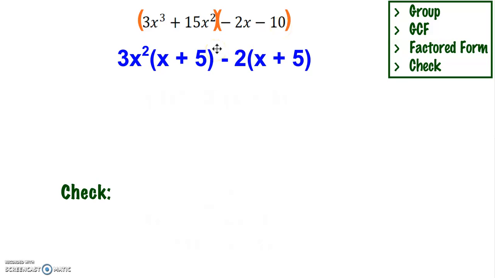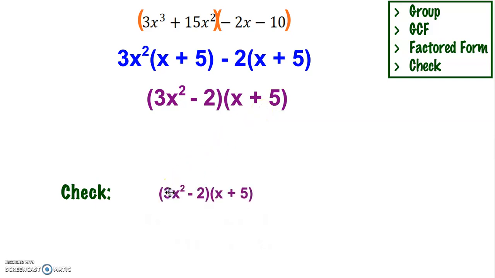the parentheses to look the same. So in order for our parentheses to be an x plus 5, I'm going to need to pull out the negative 2. So when I divide out my GCF from each group, I'm going to end up with x plus 5 in those parentheses together. Now I can bring together my 3x squared and negative 2 to be that first binomial, and x plus 5 to be that second binomial.